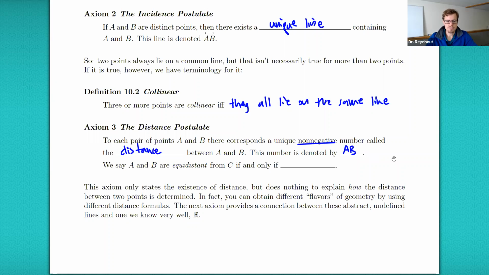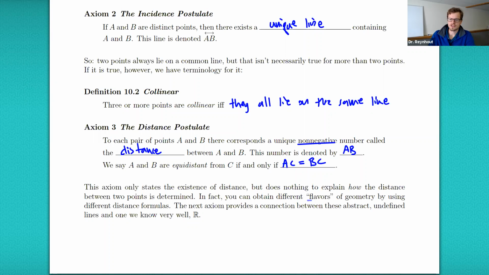We say A and B are equidistant from C if and only if the distance from A to C is the same as the distance from B to C. Excellent. Notice here, though, this only tells us that there is a distance between 2 points, but it does not tell us at all how to find the distance between 2 points.